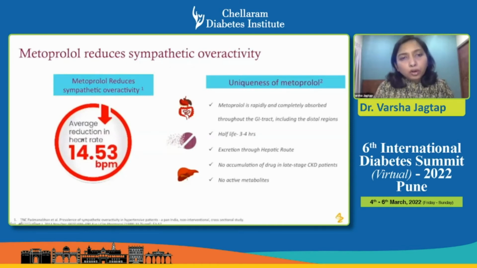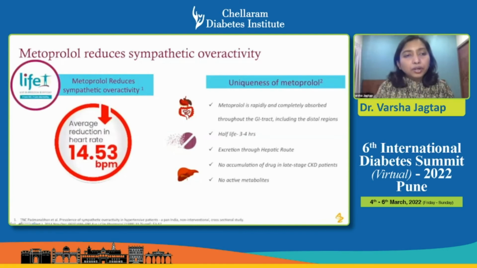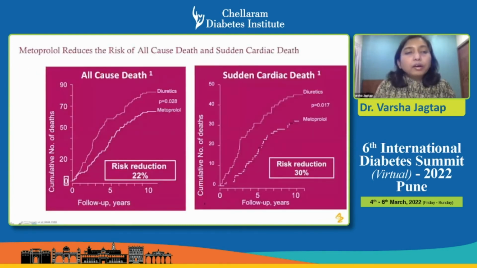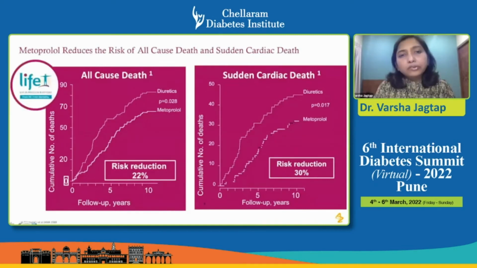So, metoprolol reduces the sympathetic overactivity. There's an average reduction in the heart rate by around 14.5 beats per minute. This was shown in the LIVE study. So, again, when [...] the risk of cardiovascular deaths.